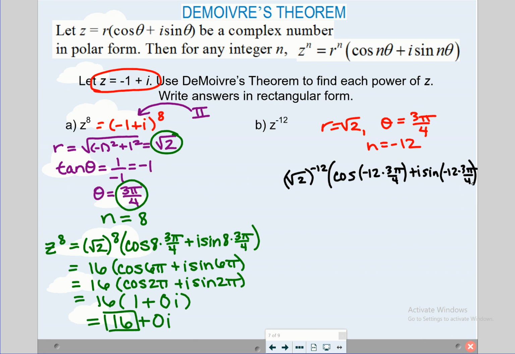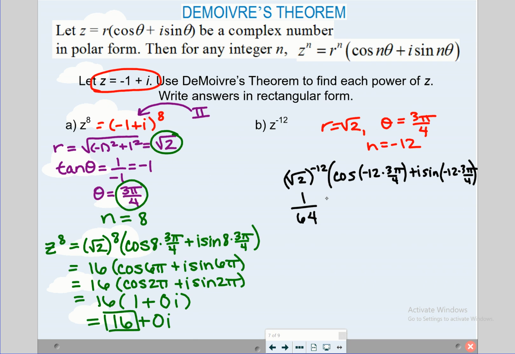Rad 2 to the negative 12th is just the reciprocal of rad 2 to the 12th. If you can do rad 2 to the 12th, you can just take the reciprocal, because that's what negative exponents do. They move numbers to the denominator. Rad 2 to the 12th is the same as 2 to the 6th power, which is 64. And if you type this in your calculator, you're going to get a decimal; turn it into a fraction. It's going to tell you 1/64.